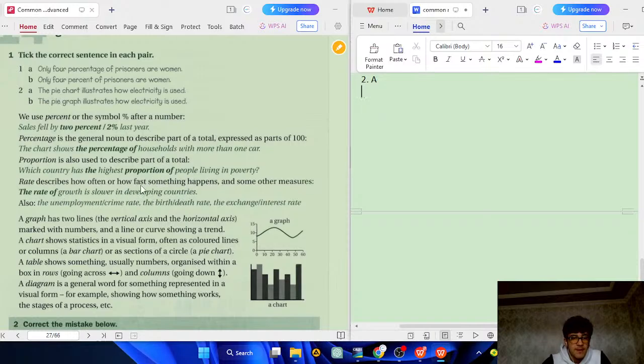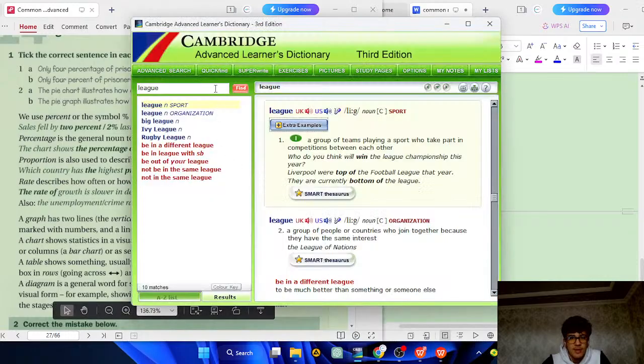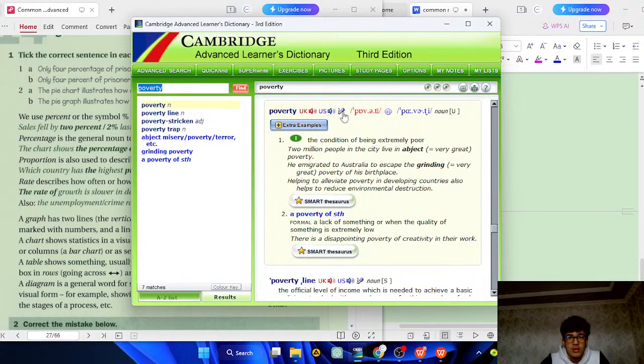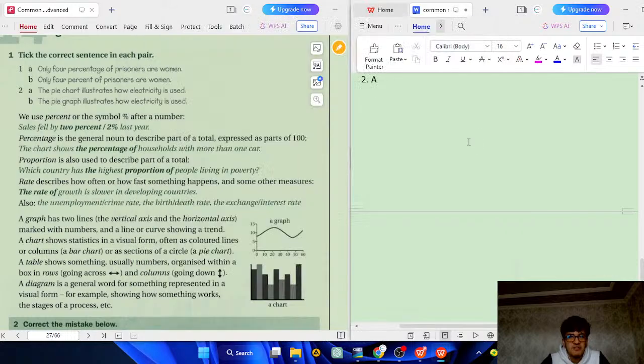Poverty, poverty. Why am I giving you like Russian vibes when I said that? Poverty, poverty. Yeah, it's poverty. Which country has the highest proportion of living in poverty? What the hell am I doing?